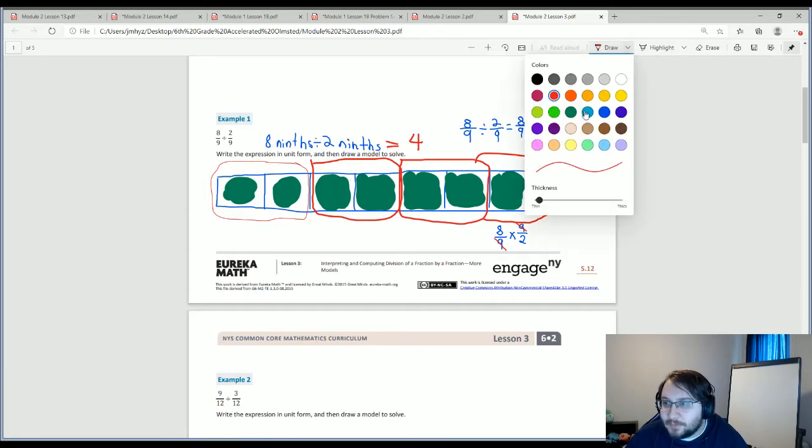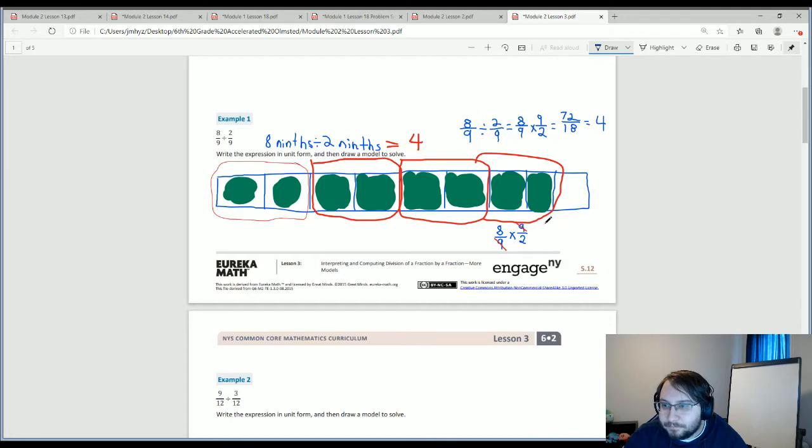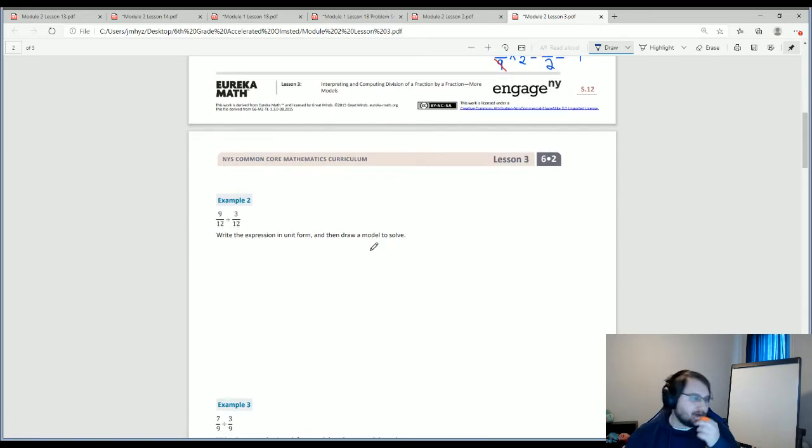And I can end up with, over here, 8 divided by 2. Which, as we know, and we probably know a little easier than 72 divided by 18, 8 divided by 2 is also going to give us that 4 as an answer. So, with that, looks like it works. It looks like our method of flipping the second fraction works, but let's check. We're going to check with example number 2.